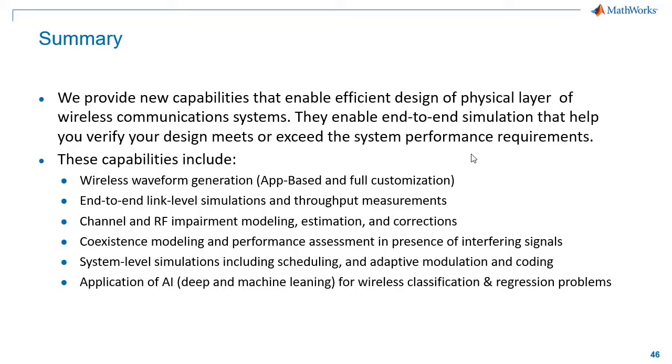To summarize, in MathWorks and MATLAB, we provide new capabilities for efficient design of physical layer of wireless communication system that enables not only end-to-end simulation, but also waveform generation for testing, channel modeling, RF impairment modeling, coexistence modeling, and performance in presence of interference signal, system-level simulation, and application of AI, deep learning, and machine learning for wireless classification, regression, and other AI problems.